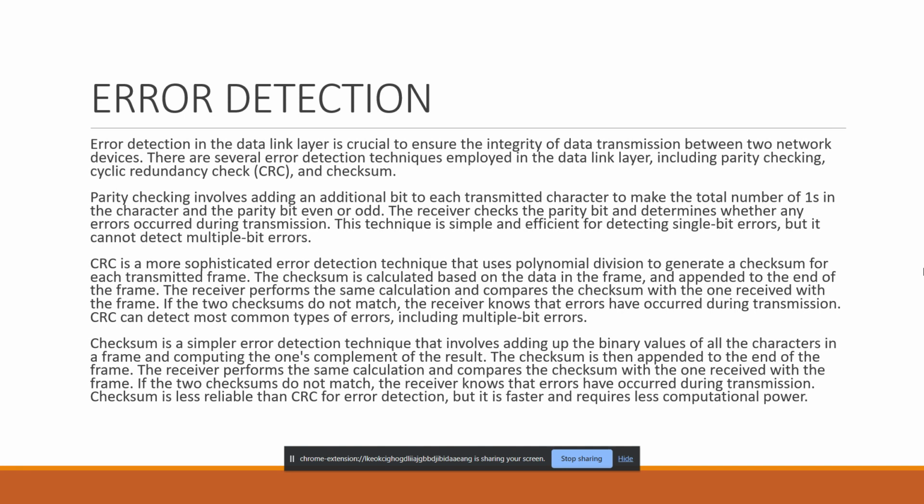Checksum is a simpler error detection technique that involves adding up the binary values of all the characters in the frame and computing the ones complement of the result. The checksum is then appended to the end of the frame. The receiver performs the same calculation and compares the checksum with the one received with the frame. If the two checksums do not match, the receiver knows that errors have occurred during the transmission. Checksum is less reliable than CRC for error detection, but it is faster and requires less computational power.